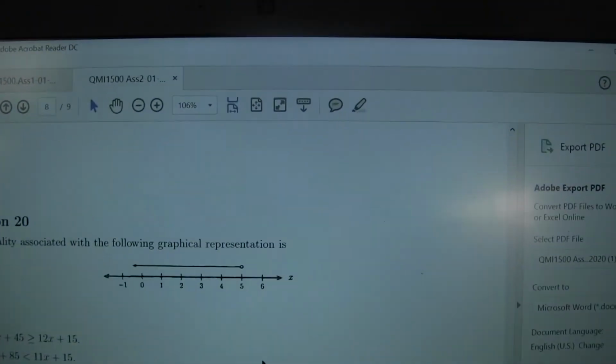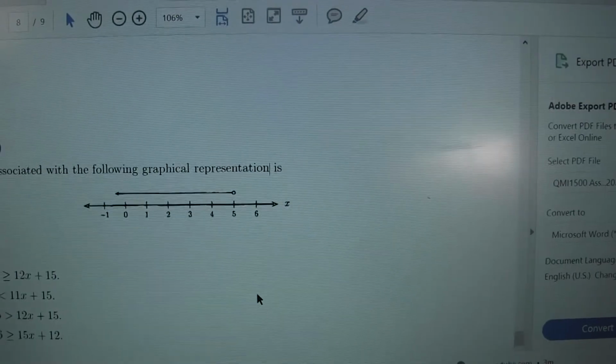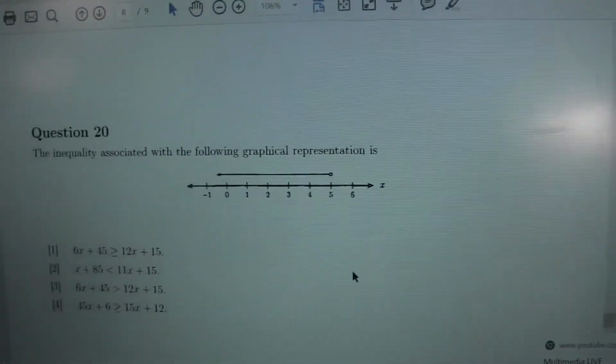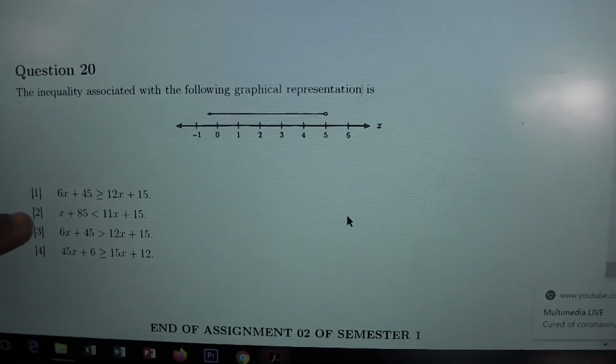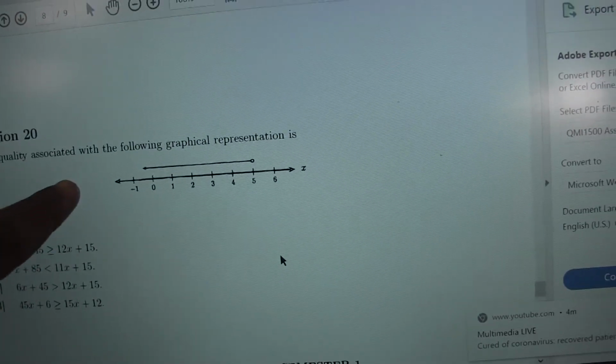Okay, so question number 20. Let's see the inequality associated with the following graphical presentation. So now, among these inequalities, we want to find out which one represents this graph.